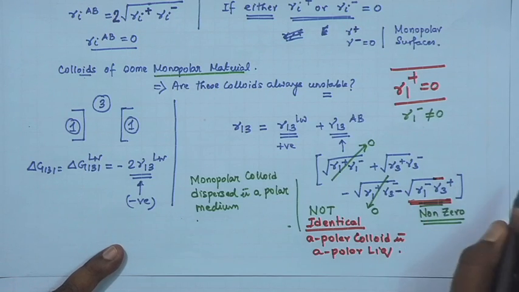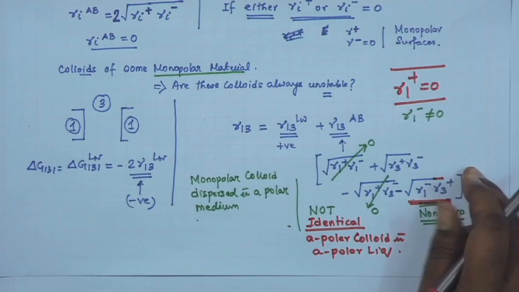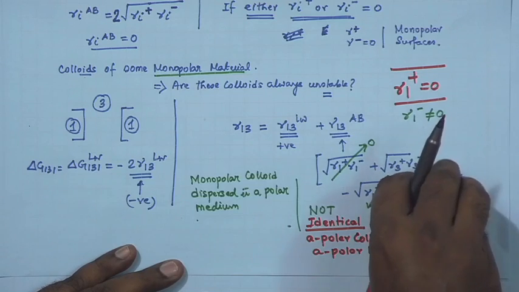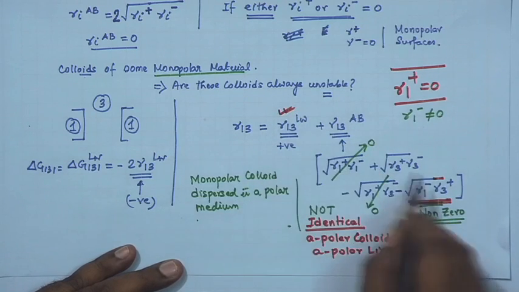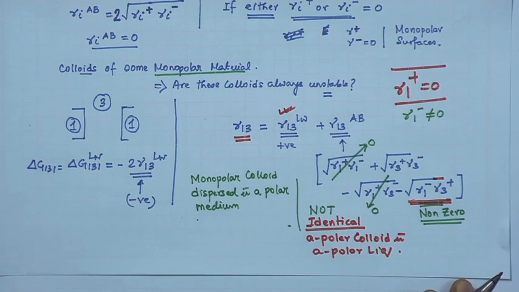And depending again on the magnitudes, this term in principle, at least mathematically or theoretically, has the possibility that this term numerically exceeds this term, and therefore gamma 1,3 can become negative. And the moment gamma 1,3 becomes negative, delta G 131 would become positive, and that would lead to a stable colloid. So, this is possible.